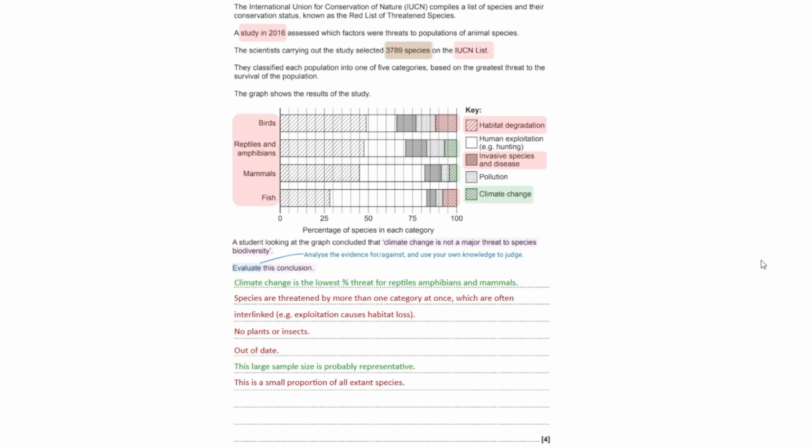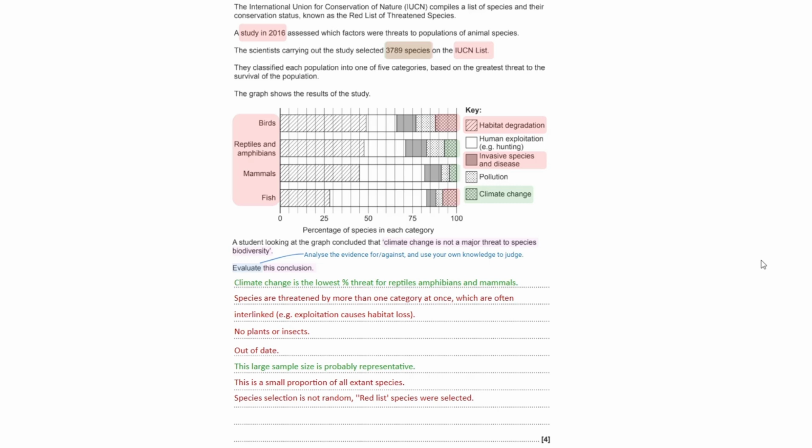Additionally, we can talk about the IUCN list. This is the red list. All of the species in this study were selected from the threatened and vulnerable red list. This means that the selection was not random. The species from it were selected purposefully because they are under threat. This makes the experimental data unrepresentative, undermining the student's claim.